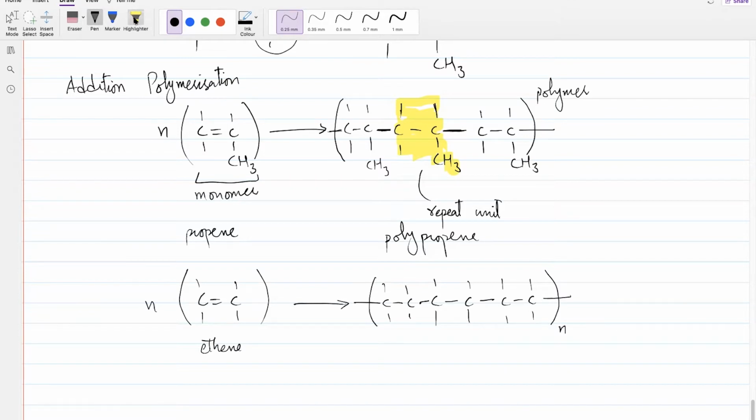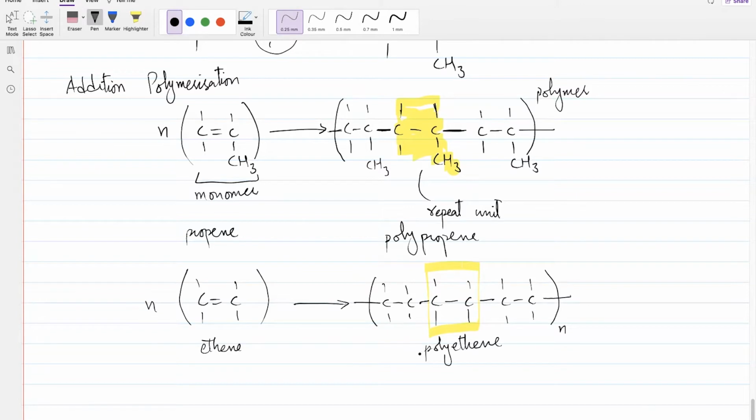And what is the repeating unit here? This thing, this is the repeating unit because it is repeating. It's a series of these things multiple times. That compound which made it, it's ethene. The monomer is ethene. What's the polymer? Polyethene.